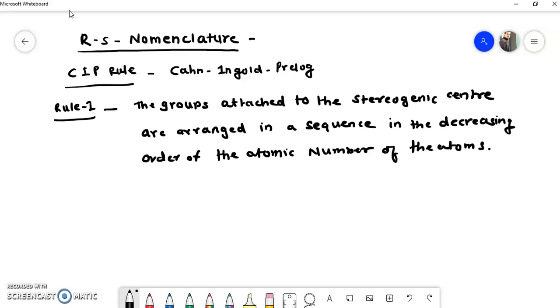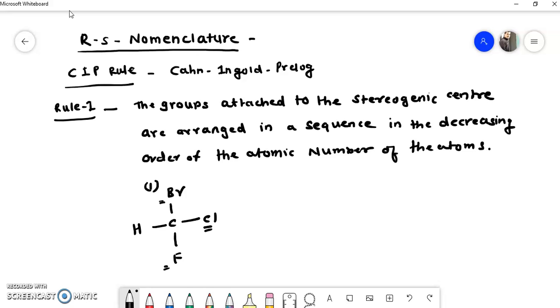Now I will take one example. Say there is one carbon which is attached to four different groups, like chlorine, bromine, fluorine, and hydrogen. Now you see here, what is the atomic number of chlorine, what is the atomic number of bromine, and what is the atomic number of fluorine. We know this. Out of these three halogens, bromine's atomic number is highest, so bromine will get first priority.